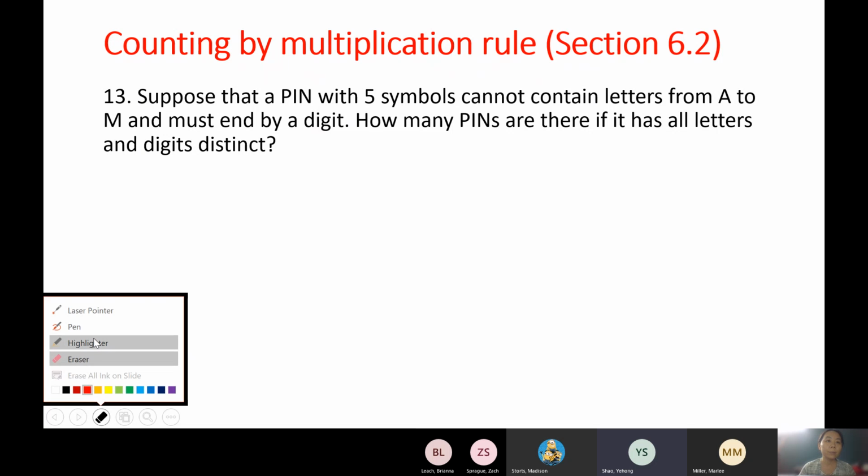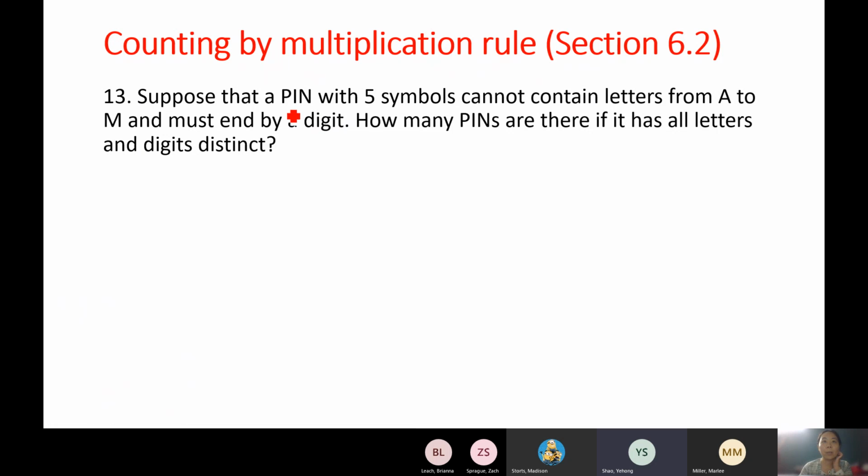Okay, so let's look at the first one. It says we have a PIN with 5 symbols, so 1, 2, 3, 4, 5. It cannot contain letters from A to M, which means from A to M we have 13 symbols, and that means we only have 13 left from N to Z. So we have 13 letters available.